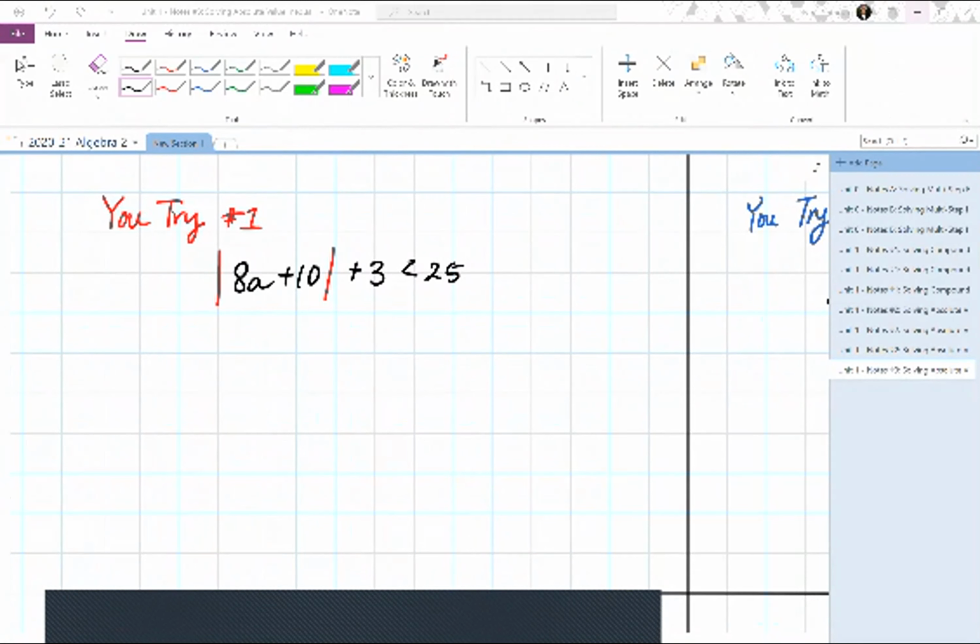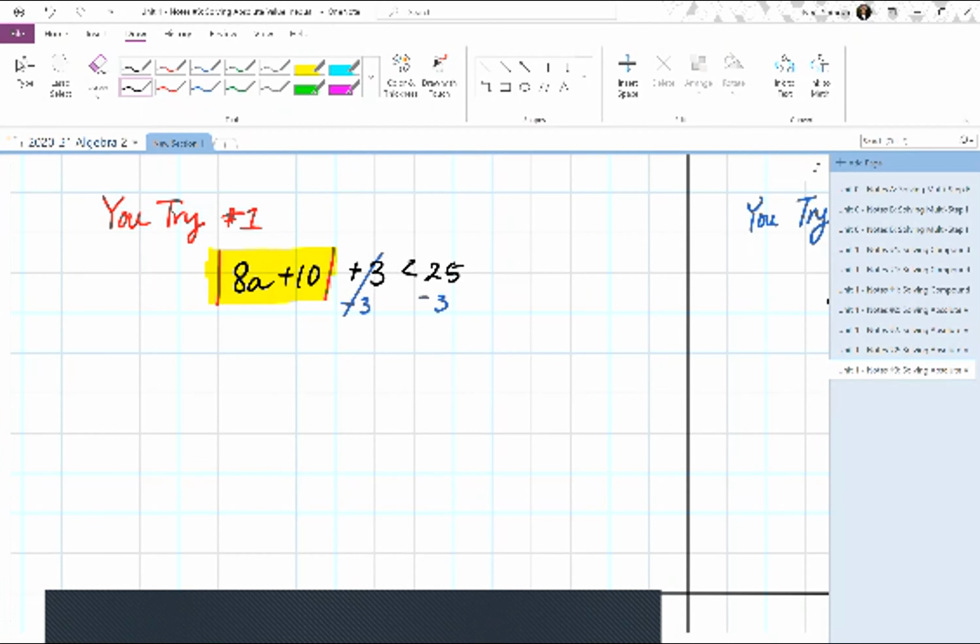All right, so the goal is primarily first, let's get the absolute value by itself. Once we've done that, then we can decide whether this is going to be an and inequality or an or inequality, which we haven't really seen yet, but we'll get there. So you have your absolute value, right? This is what you want to emphasize because that's what you're trying to get alone. So you want to start by subtracting 3.